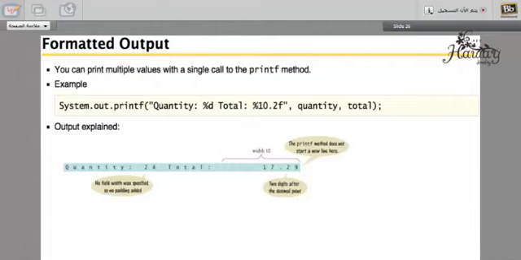Now, if you have multiple words, like quantity and total, 2 different variables, and you want 2 digits, not floating. By the way, the formatted method has different ways to play with it. We will come across a lot of them through our study. So, %f means floating point, which means doubles. %d means integer, full number.